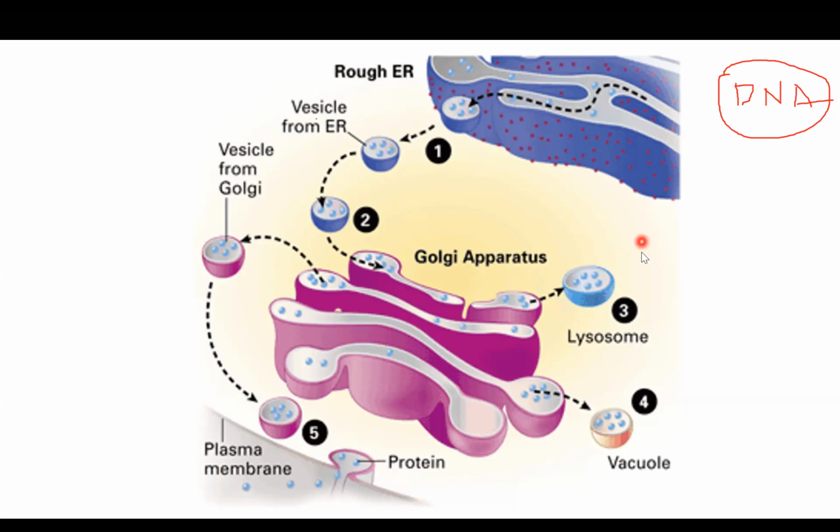If I wanted to make a protein that was just building in the cytoplasm, I could skip all this, and I would just go DNA, mRNA, free ribosome in the cytoplasm, create a polypeptide, and it folds up, and then it starts working.